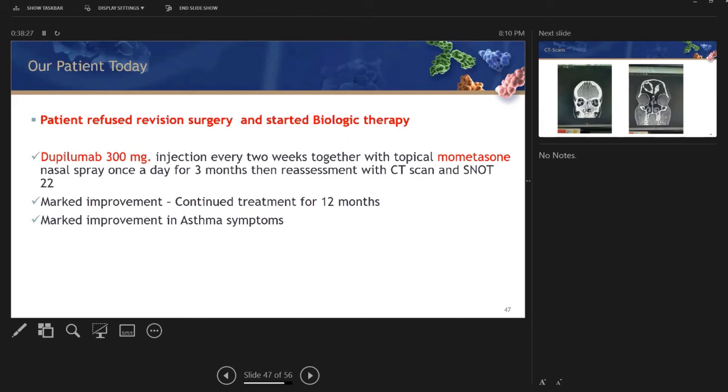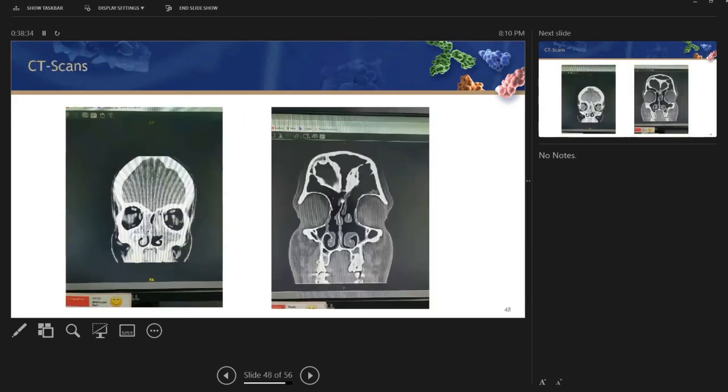And then we repeated the SNOT-22. So the patient had marked improvement and continued treatment, marked improvement in asthma symptoms as well. So these are the CT scans before and after treatment. Actually, when we revised the old, starting CT scan and changed the window, we noticed that this patient had a very high possibility of having allergic fungal rhinosinusitis because of these concretions. This is a soft tissue window and this is bone window. So by revising the CT scan, this patient had recurrent allergic fungal sinusitis.